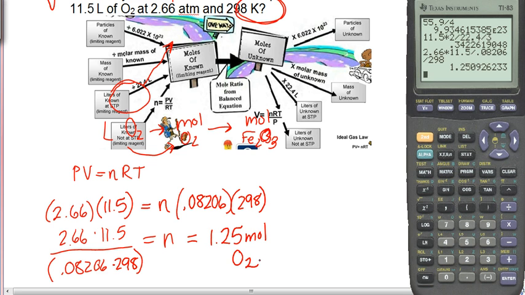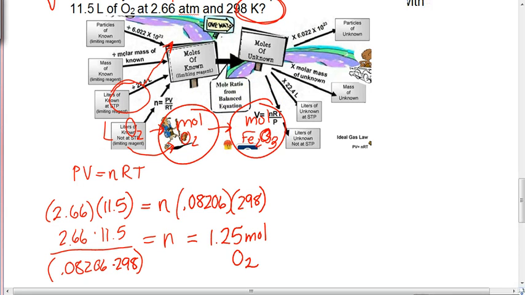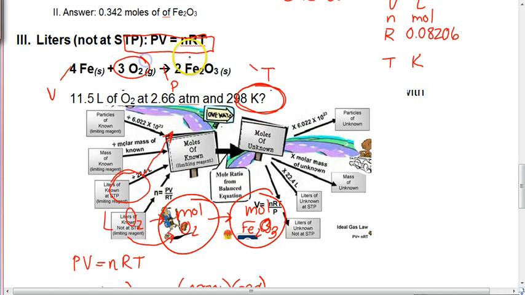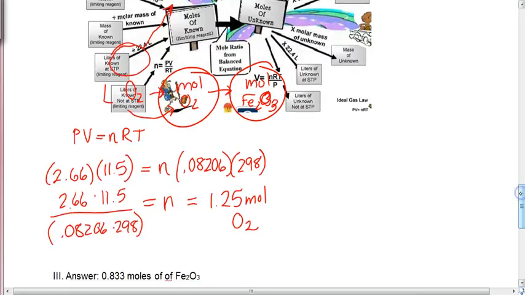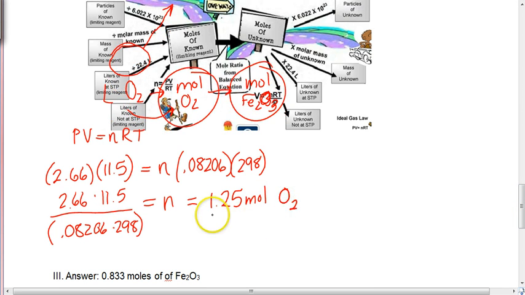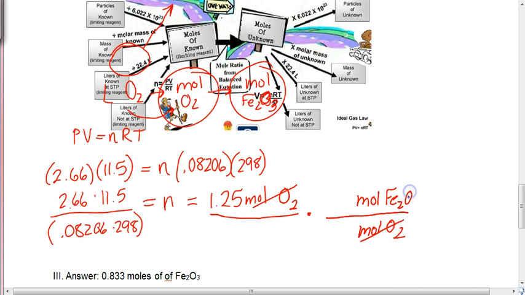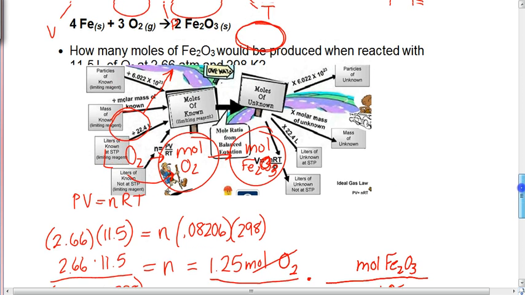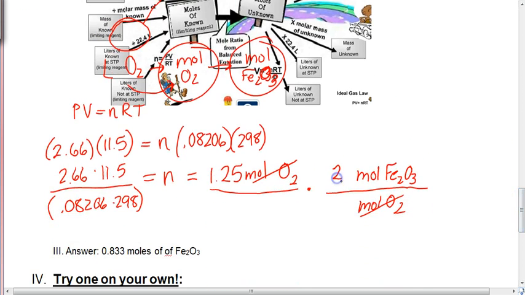But now we've got moles of oxygen, and we're trying to find moles of Fe2O3. So we look back at our balanced equation. We see that there are 3 oxygens for every 2 Fe2O3s. So we'll take our 1.25 moles of oxygen. We're going to use the mole ratio. We want moles of oxygen on bottom so that it cancels out. We'll put moles of Fe2O3 on top. Here we go, a 2 to 3 ratio.